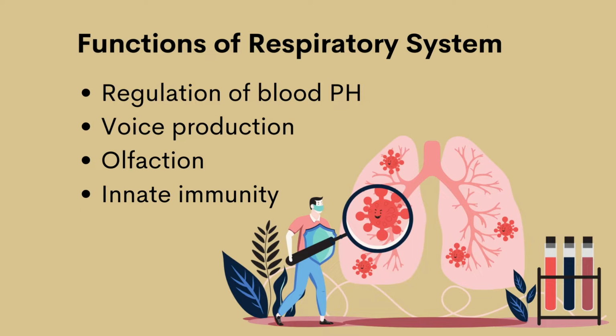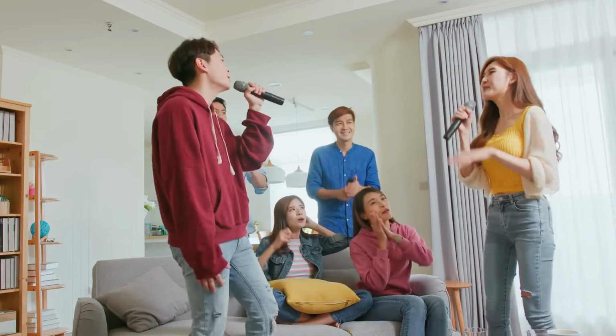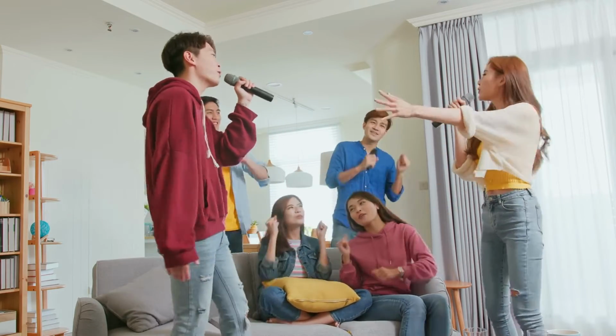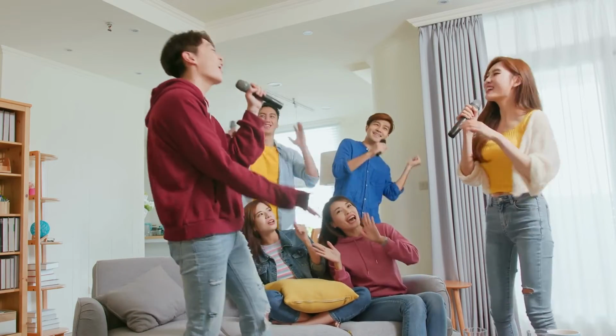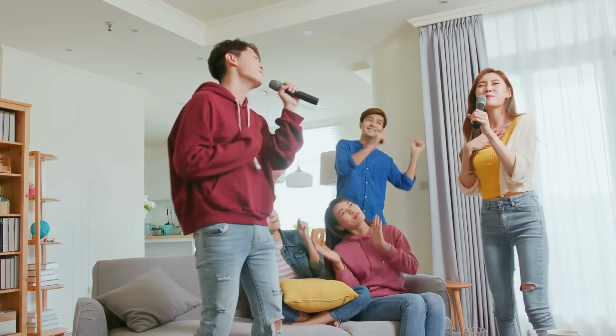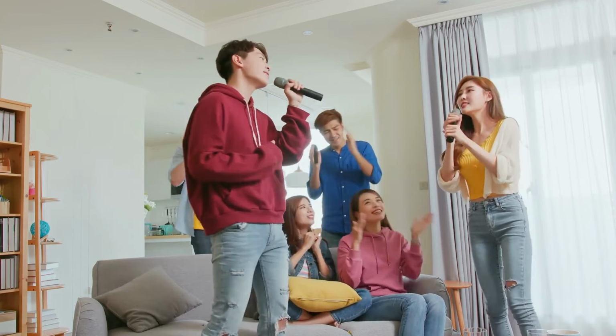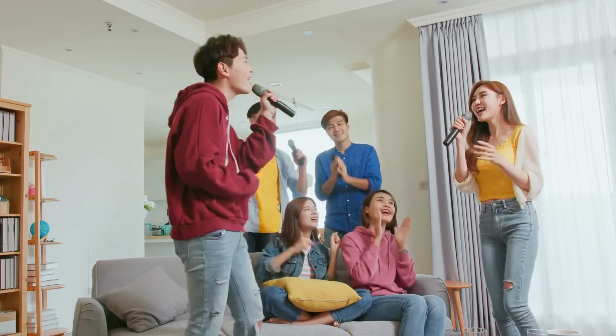And now, let's go on to the functions of the respiratory system. Its function is to regulate the blood pH. The pulmonary system adjusts the pH using carbon dioxide upon expiration or exhalation. And then there is voice production. The vocal folds produce sound when they come together and vibrate as air passes through them during exhalation of air from the lungs. The part that is responsible for voice production is the larynx.